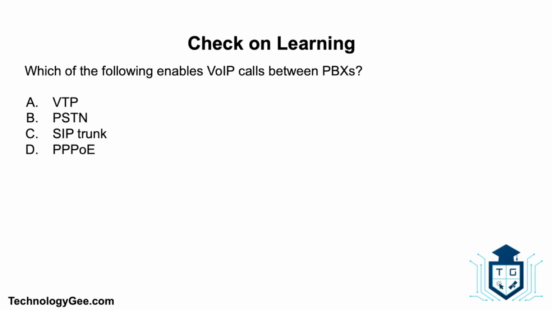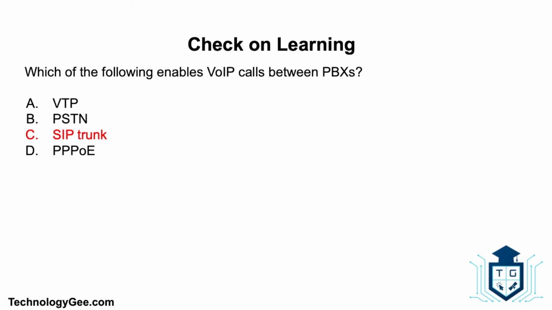So let's go ahead and do some of this outstanding check on learning, shall we? So the first question is, which of the following enables VoIP calls between PBXs? Would it be VTP, PSTN, SIP trunks, or PPPoE? So which of the following enables VoIP calls between PBXs? And the correct answer is, that will be a SIP trunk or a session initiation protocol trunk. That is the correct answer.